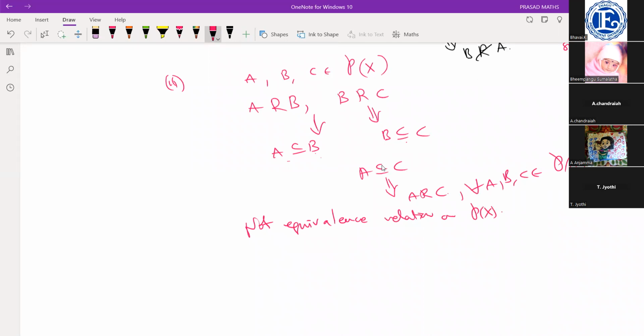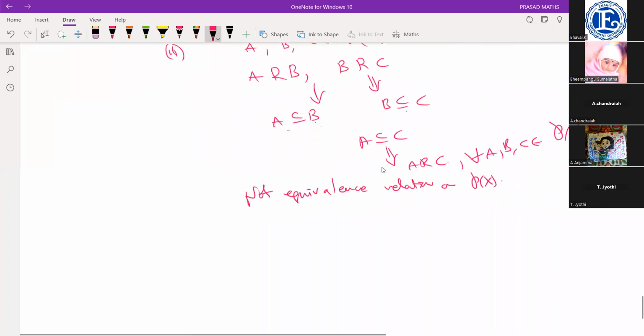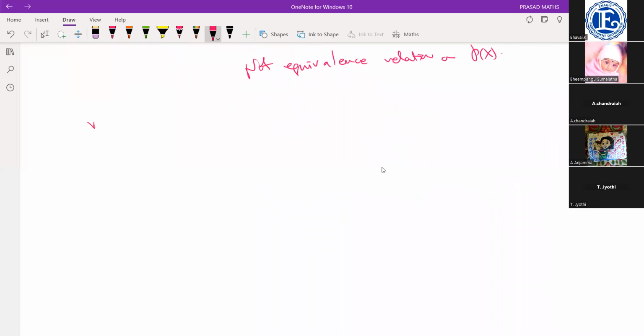Suppose you take another example. A equals the integers. What is my A? My A is the integers. Suppose A is related to B only if A is less than or equal to B. Is it an equivalence relation? First check reflexivity.